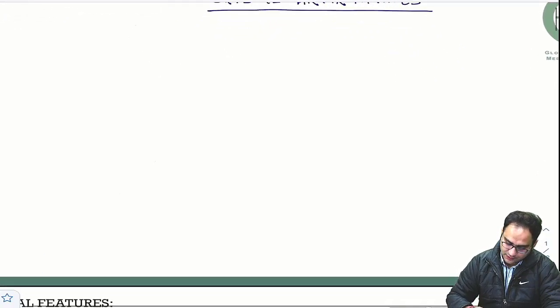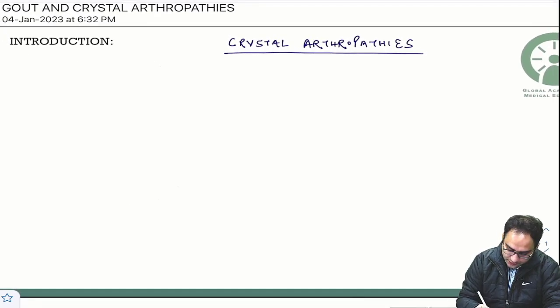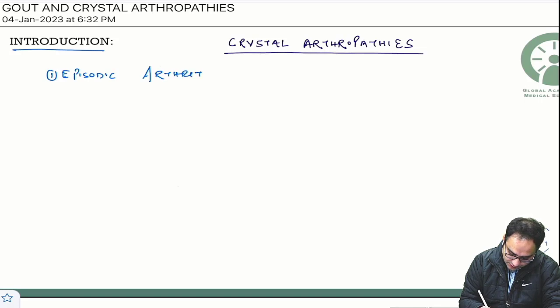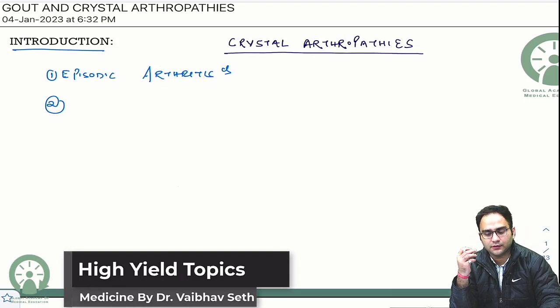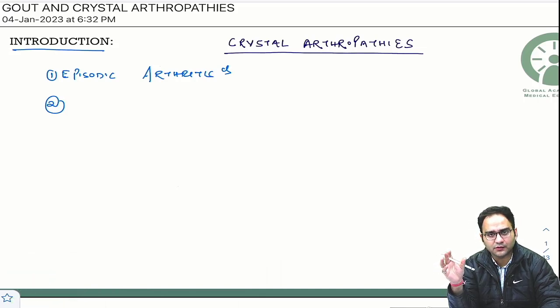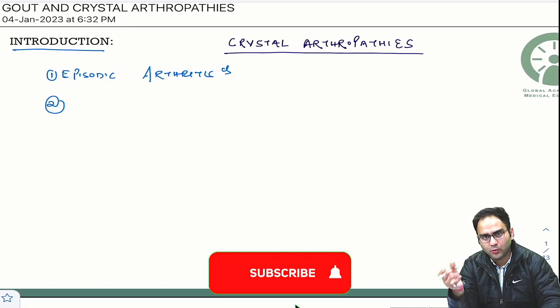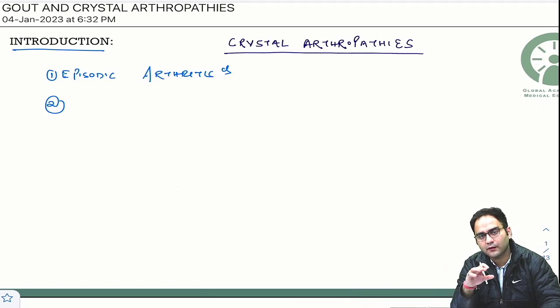What is basically crystal arthropathies? They mostly present with episodic arthritis, right? What actually happens is that there are certain microcrystals of various substances that get supersaturated and deposit in the synovium or in the areas adjacent to the synovium. So they can have a variety of manifestations other than arthritis, right?